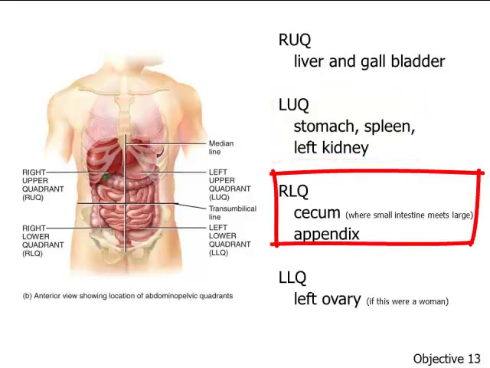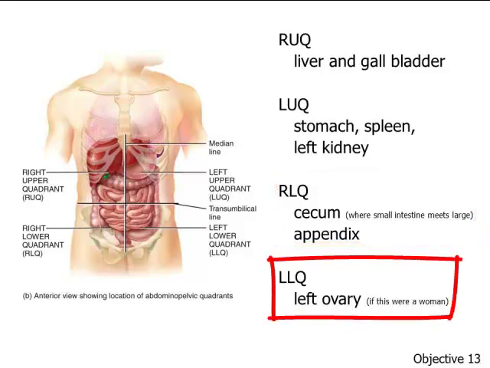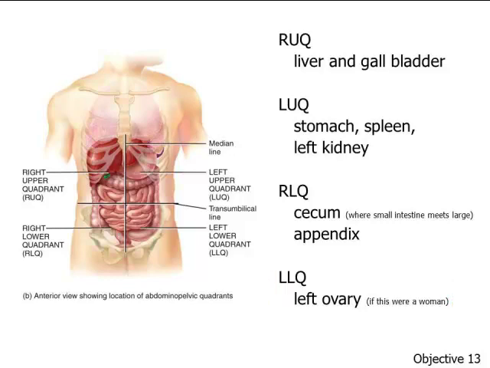The cecum, part of the large intestine, and the appendix, another part of the large intestine, are found in the right lower quadrant. That means when you have pain from appendicitis, you have pain typically in the right lower quadrant. And the left lower quadrant is where the left ovary would be found. Of course, this is a male. Those of you who are astute will have noticed already that this drawing has male primary sexual characteristics. And so we don't find the left ovary in this male, but if we were looking at a diagram of the female, then the left ovary would be found in the left lower quadrant.